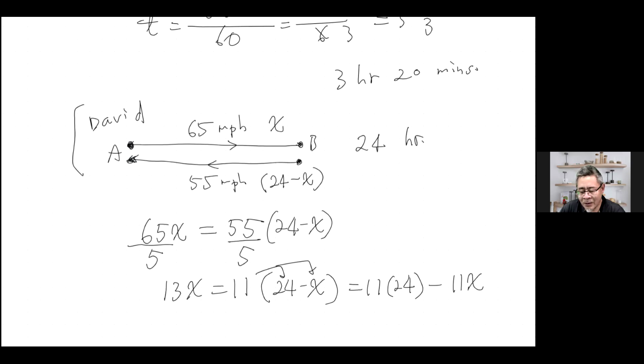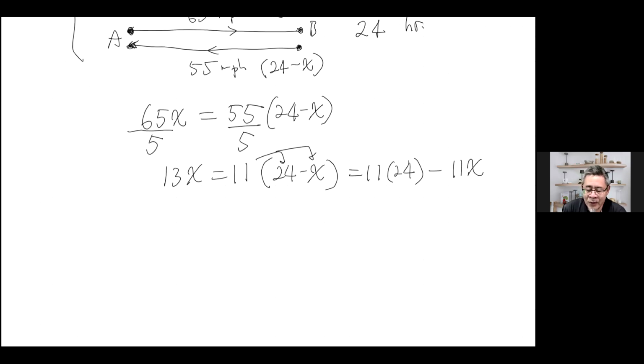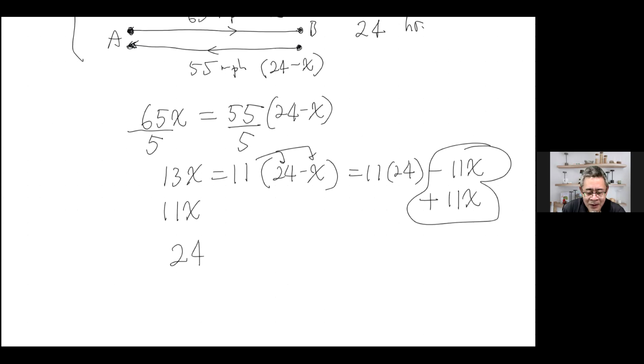It typically saves time. So now we have to find X. To do that, we have to move all the X to the left. So this 11X needs to move over. To move it over, we just add. In this case, we add 11X on both sides. And then on this side, of course, they cancel: minus 11X plus 11X is 0. On this side, we got 24X. And on the other side, we got 11 times 24.